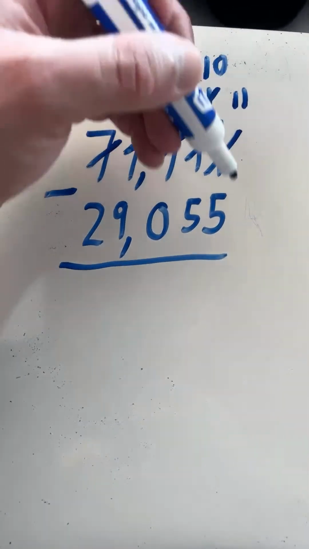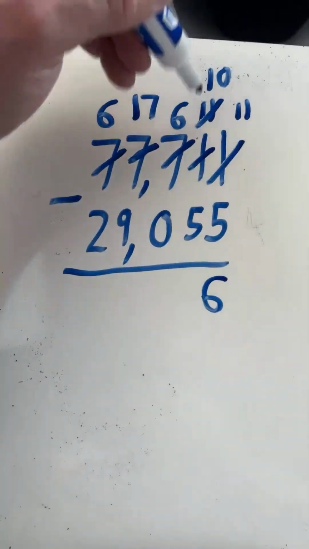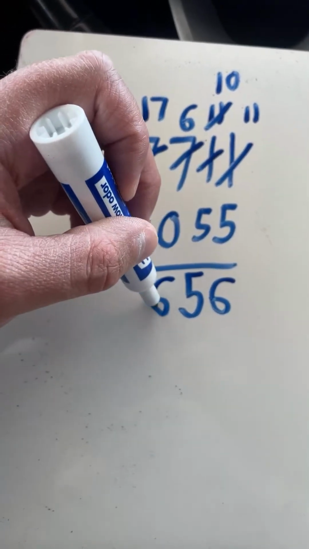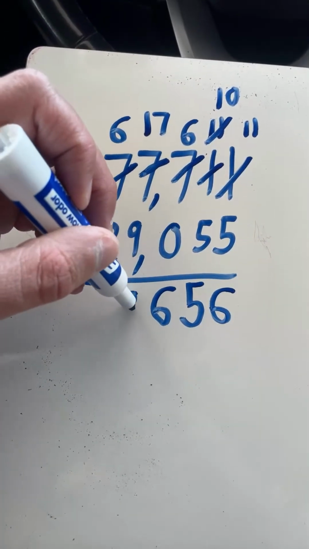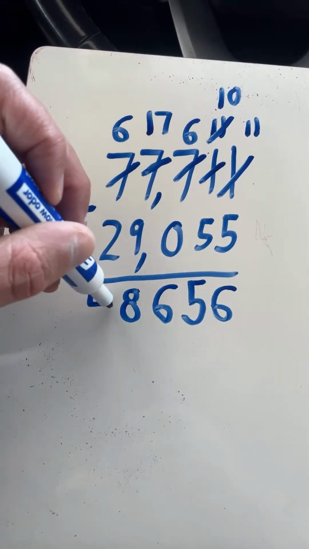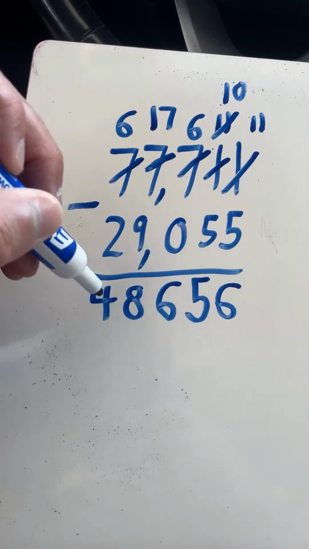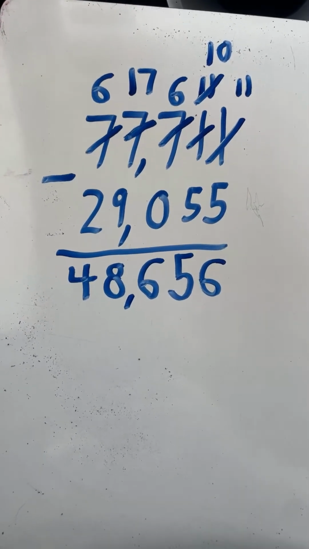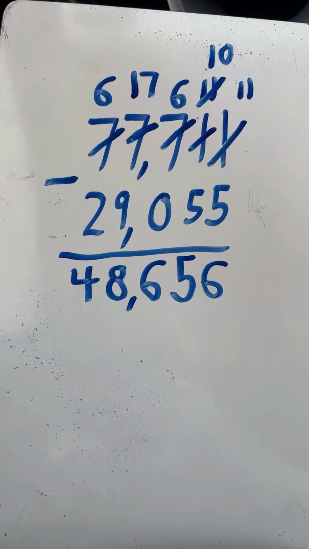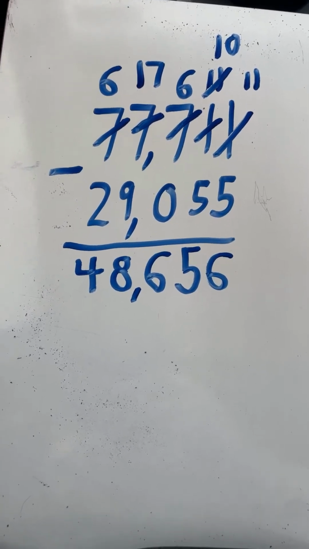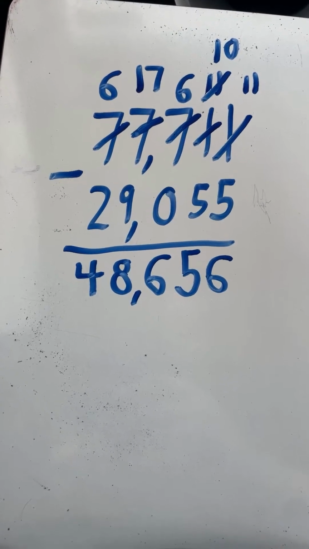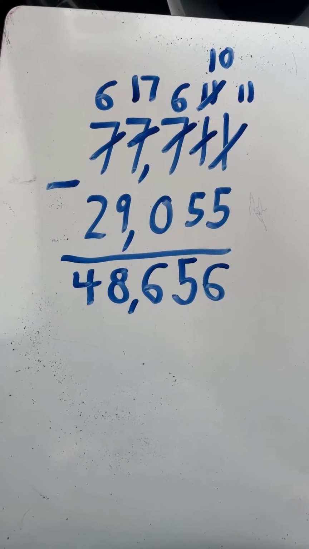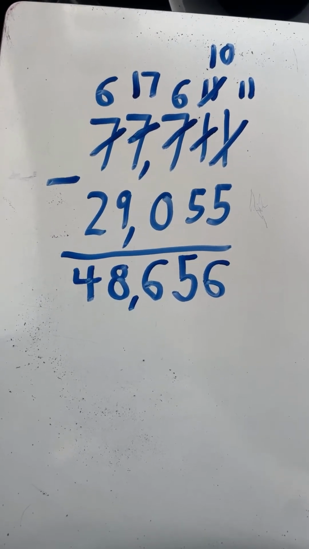So starting in the ones place, 11 minus 5 equals 6. 10 minus 5 equals 5. 6 minus 0 equals 6. 17 minus 9 equals 8. 6 minus 2 equals 4. And we have our final answer. 77,711 minus 29,055, 48,656.